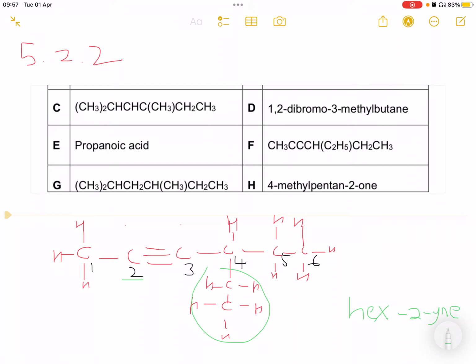Side chain, it's ethyl. Where is it found? It's found in the 4th carbon. So it's 4-ethylhex-2-yne. Or you can say it's 4-ethyl-2-hexyne. That's 5.2.2.